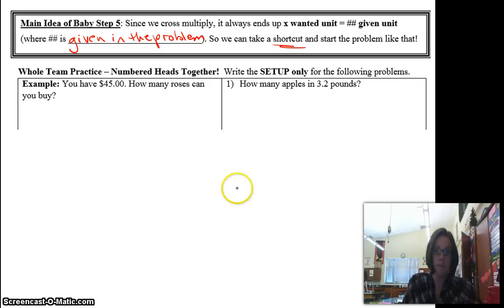You don't have enough information on any of these problems to actually solve it and give me an answer. So we're just focusing on, I'm going to read a word problem and I'm going to set it up like we're going to in dimensional analysis. So for the example, you have $45. How many roses can you buy? Well, what you want is roses. So X by your wanted unit, roses, equal sign, the number that was given in the problem, $45.00, and then the unit. For money, it actually comes in front of the number.